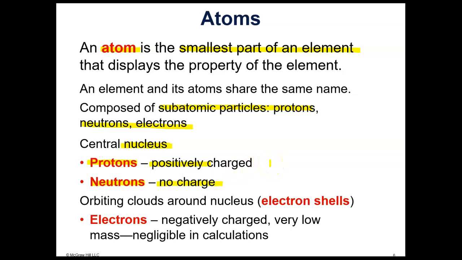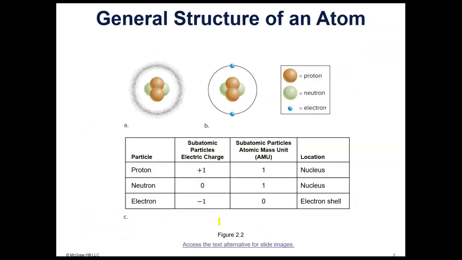So what I would want you to know about the subatomic particles is their location and their charge. Protons are located in the nucleus, and they have a positive charge. Neutrons are located in the nucleus and have a neutral or 0 charge. In the electron shells are electrons, and they have a negative charge. And here's a table that shows you all of that information. The charge of the proton is +1. It's located in the nucleus. The neutron is 0, located in the nucleus. Electron is -1, located in electron shells.